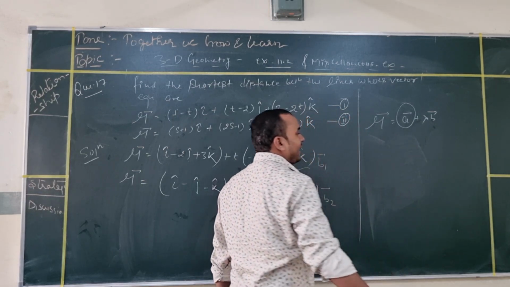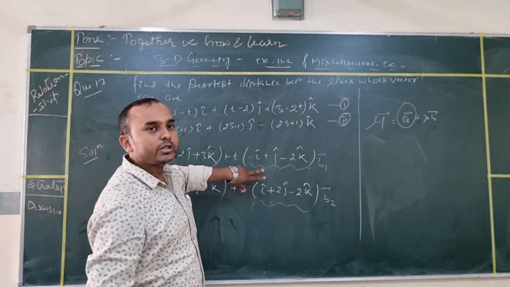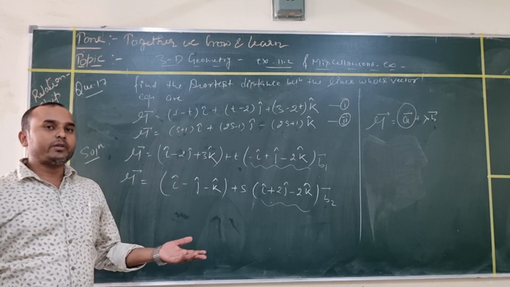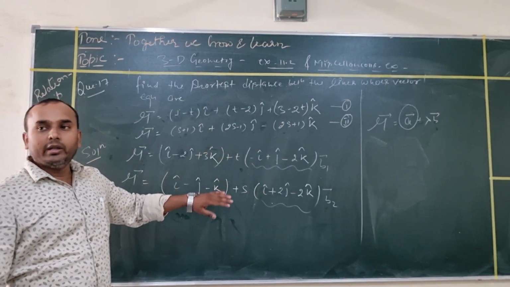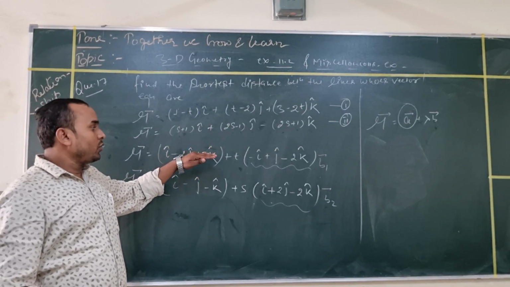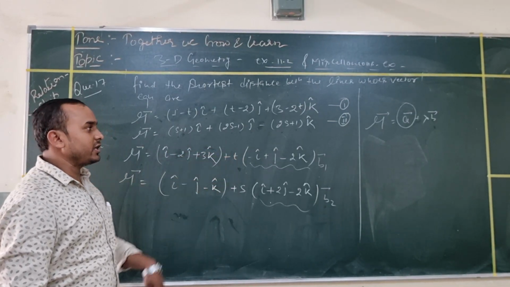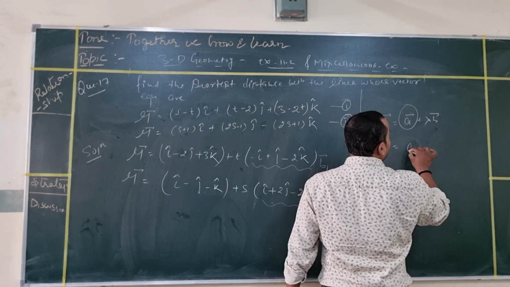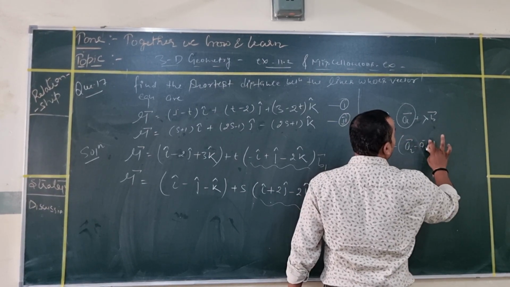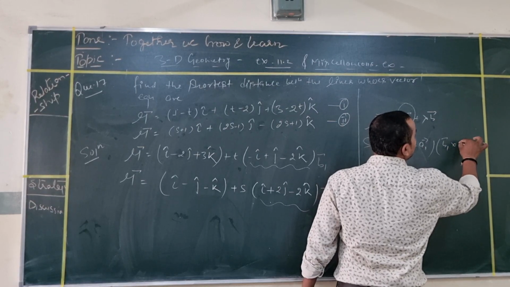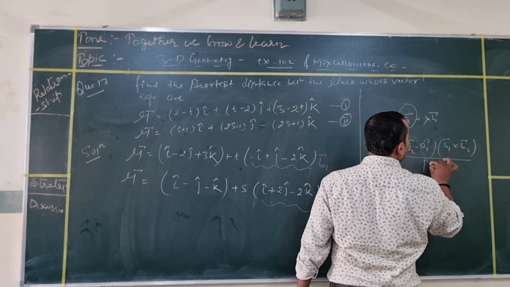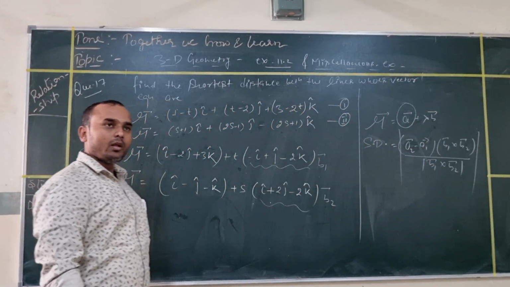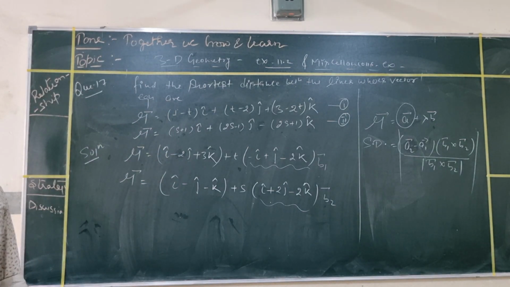Now, obviously, these are skew lines. If they are not parallel, then the one option remaining is skew lines. We need to apply the formula for skew lines. What is the shortest distance between two skew lines? It is the modulus of (a2 minus a1) dot (b1 cross b2), upon the mod of b1 cross b2. Taking modulus on the numerator, we get the distance between these two skew lines.